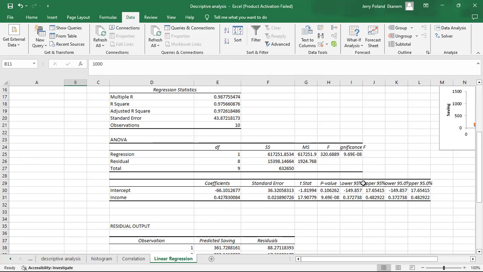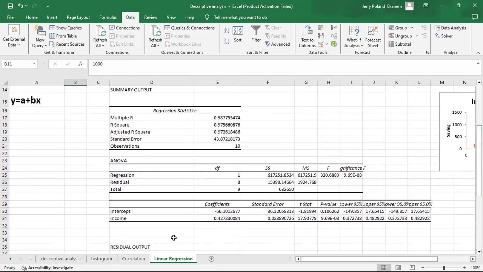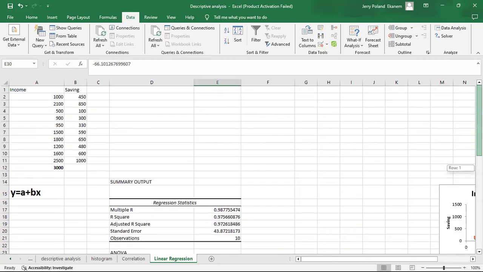But the key thing here is that we are trying to make predictions. So what are we actually going to be using to make our prediction? We're going to be using our intercept here. The prediction model is given like this: y is equal to a plus bx. Now y is what you're trying to get out, let's say the value of how much saving you are going to be making. How much are you going to be saving if you're earning 3,000? That's what we're trying to achieve.